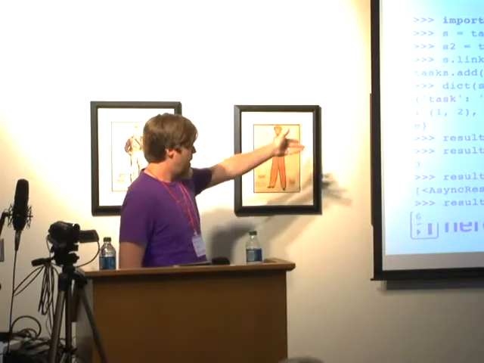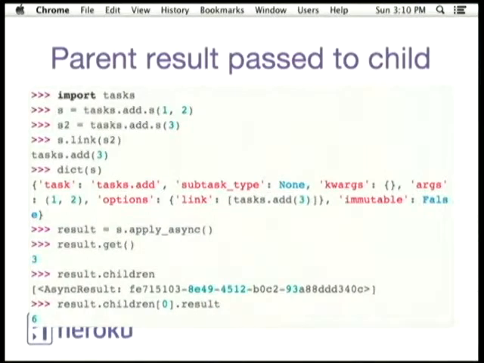So here, the result of the child task is 6, 1 plus 2 being 3, then added to 3 being 6. But the async result object we get back from actually applying async on the original signature is the parent task's result. So result.get will be 3, and then we have to navigate down to the children property to see all of the dependent or child tasks and navigate to its result to see the result of the callback task.